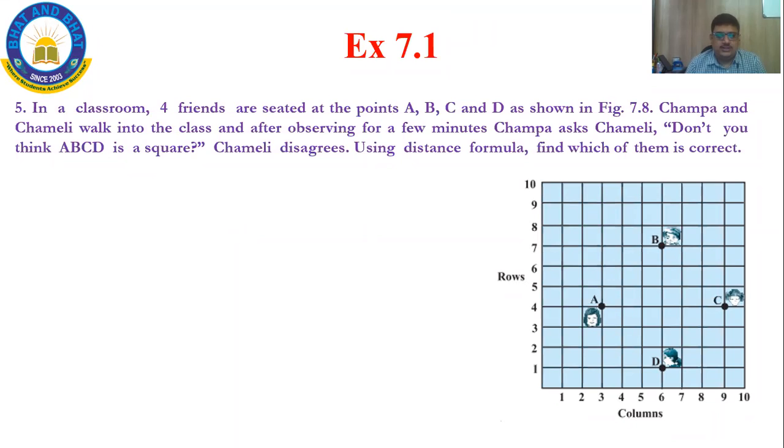So let's read the question. In a classroom, four friends are seated at points A, B, C, D, as shown in this figure. Champa and Chameli walk into the class, and after observing for a few minutes, Champa asks Chameli, don't you think ABCD is a square? Chameli disagrees. So using the distance formula, find which of them is correct. So we have to either prove that ABCD is a square or that ABCD is not a square.